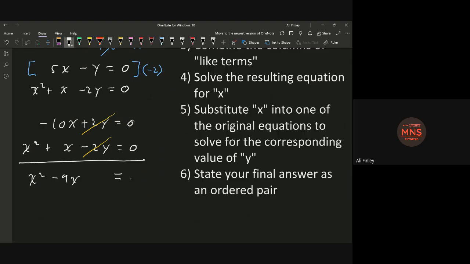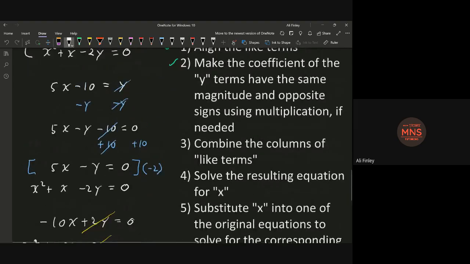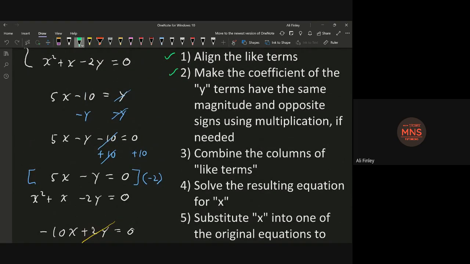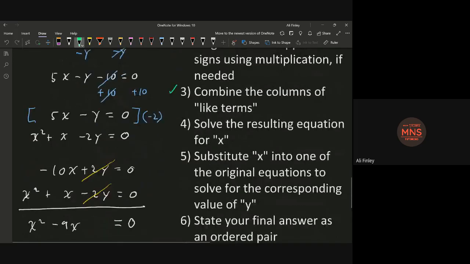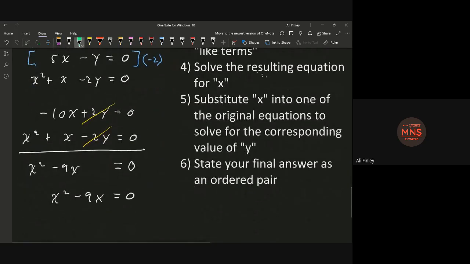And then that's going to equal 0 plus 0, which is 0. Now, we have the equation x squared minus 9x. So we have x squared minus 9x equals 0. And we have already accomplished our third step, which means our fourth step is to solve the resulting equation for x.